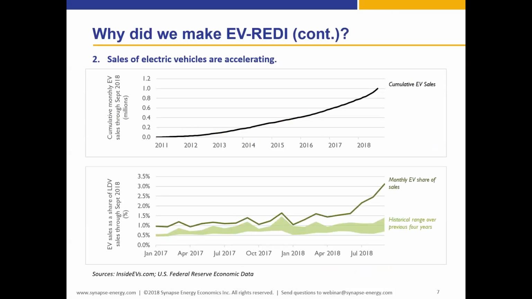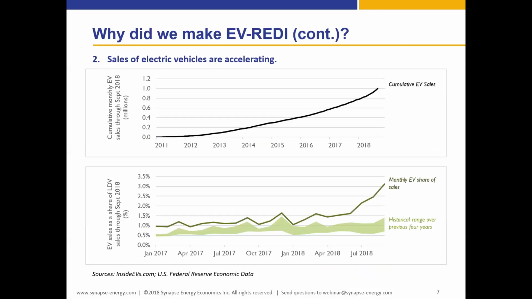So if reducing carbon emissions is the goal, what sort of actions are we seeing today? So the sales of electric vehicles are increasing. The top chart here shows the cumulative amount of electric vehicle sales from basically when they really started at the beginning of 2011 through the most recent date that we have available, which is September of 2018. In September of 2018, we passed a bit of a milestone. Cumulative number of electric vehicles sold in the United States exceeded 1 million for the first time.